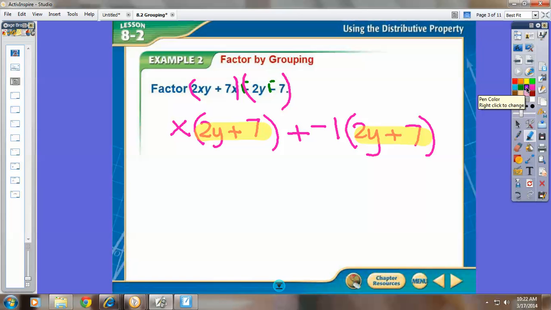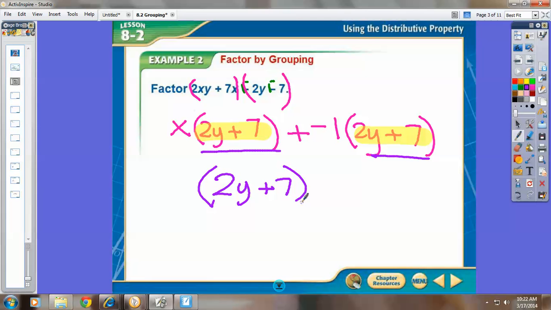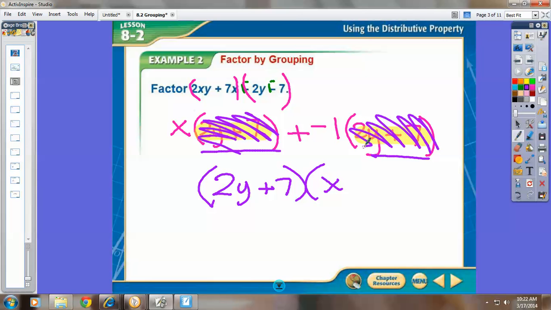So what we're going to do is we're going to rewrite this. We're actually factoring out. We're actually going to factor out a 2y plus 7. So we're going to write this as 2y plus 7. Well, when I take out a 2y plus 7, what am I left with? Here, what am I left with? X. When I take out 2y plus 7 out of this term, what am I left with? Negative 1. Again, finish your example. Make sure you have a complete example in there. And my answer would be here.